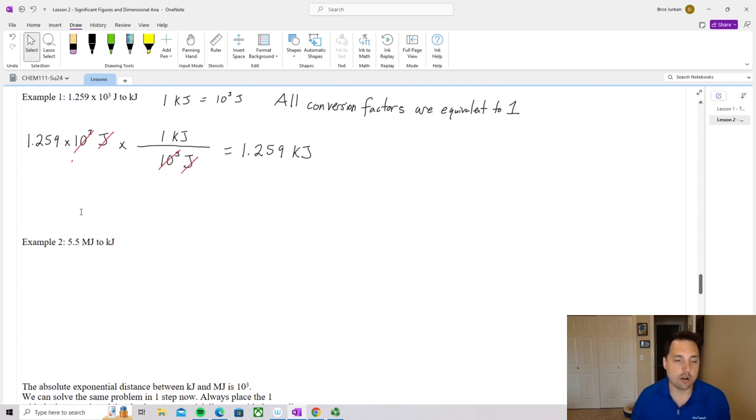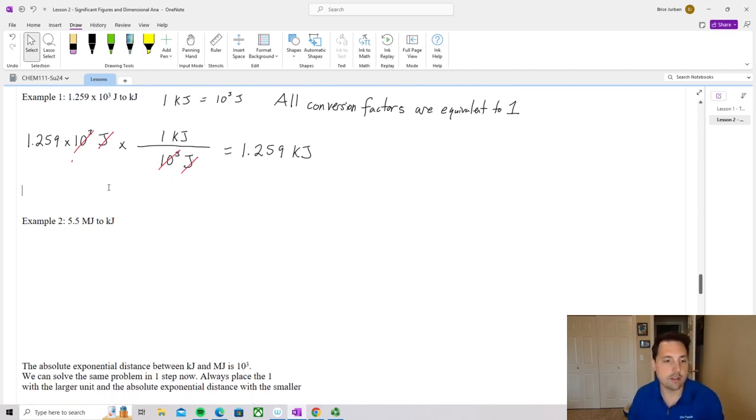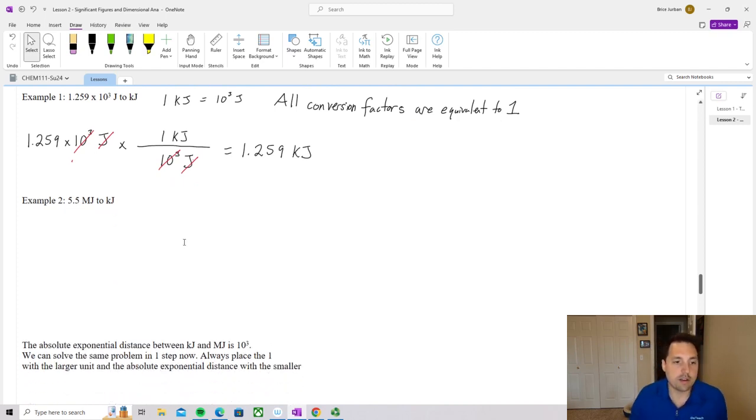Let's do a little bit more difficult problem here. I have 5.5 capital M capital J to lowercase k capital J. All right, so why did I say it like that? Well, because you need to know what these prefixes stand for. Capital M is mega, and then the J is joule. That's the unit of energy. So I have 5.5 megajoules, and I want to convert it to kilojoules.